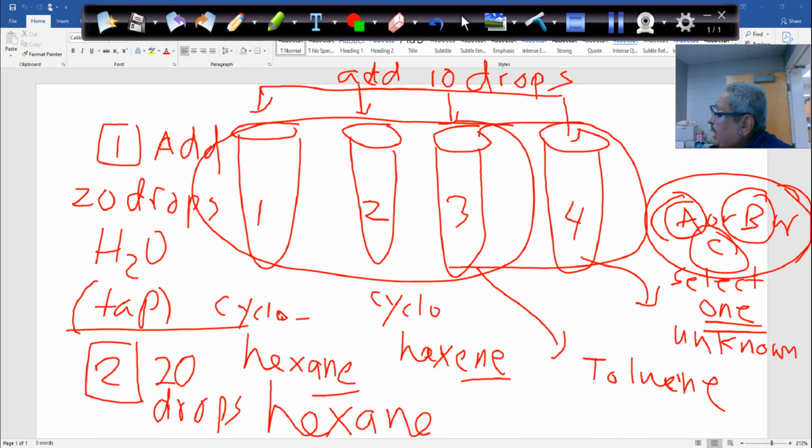Are they soluble in hexane? Hexane is non-polar. And all those 3 compounds, cyclohexane, cyclohexene, and toluene, are non-polar. So they will be soluble, so I will see only one layer. But the first thing when I added H2O, the first test, I will see 2 layers because they are not mixing with H2O. Correct?